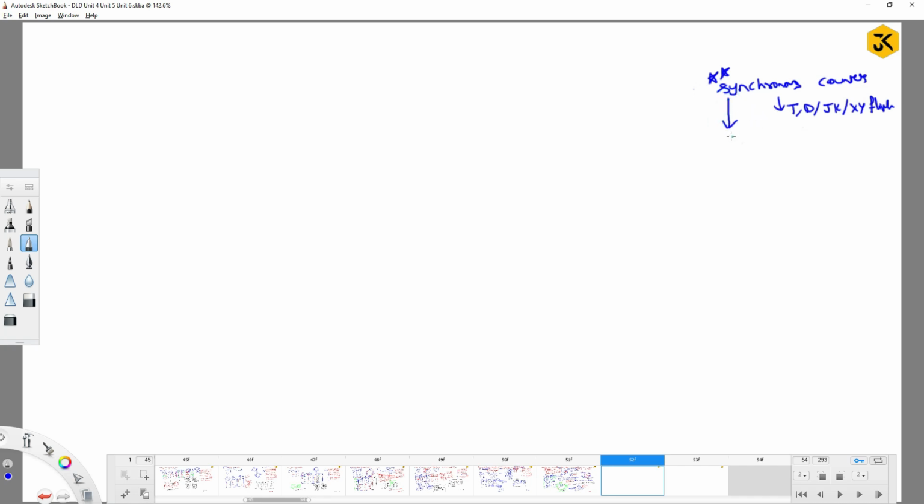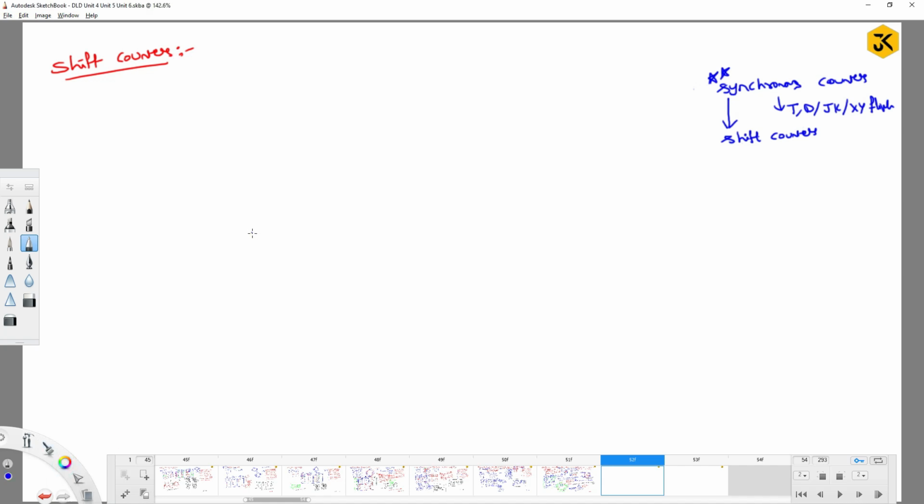These synchronous counters are also used for the purpose of shift counting. We can call them shift counters. So in today's class, I will go through these shift counters. Shift counters mean what? They are just shifting their values.